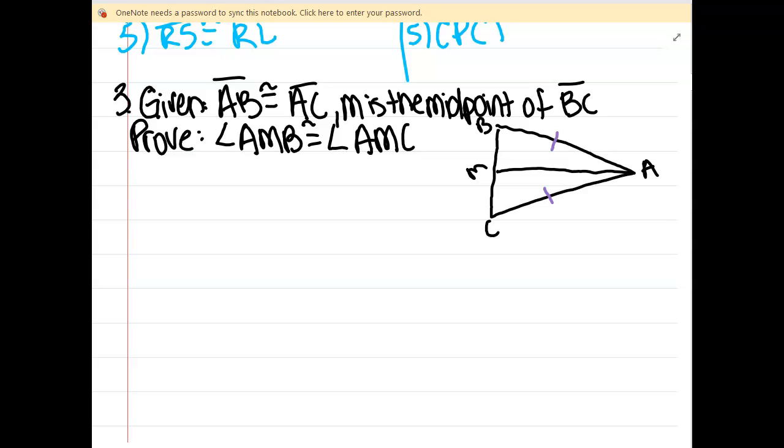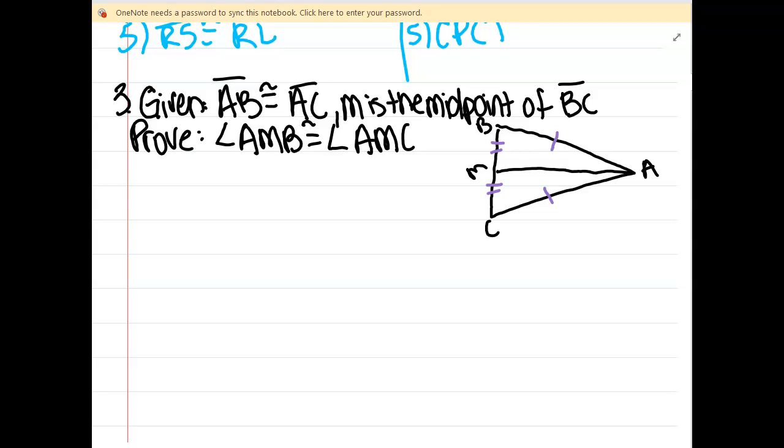Since M is the midpoint, what does that tell me? Brianna? Yeah, these two segments right here. M's the midpoint. It's the middle of that big segment. So those two segments are congruent. So far I have two sides marked. I have a side and a side.